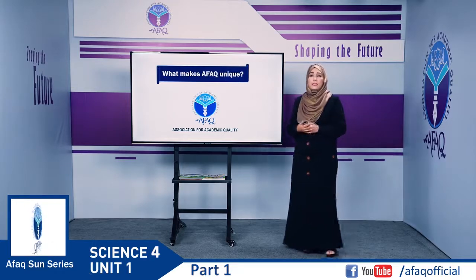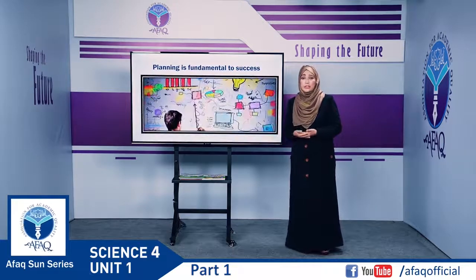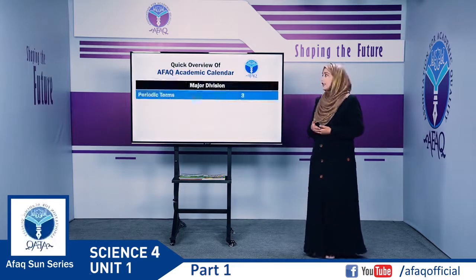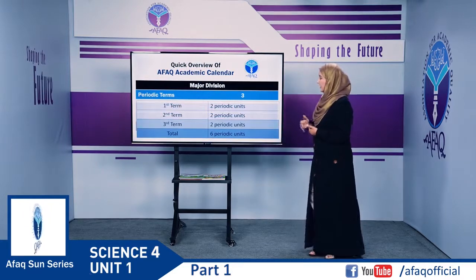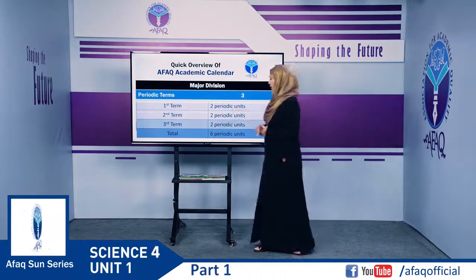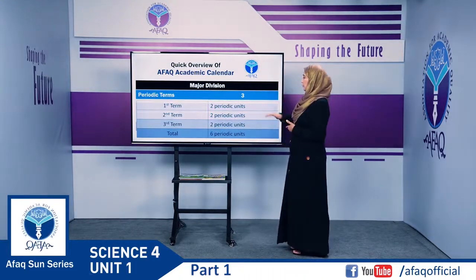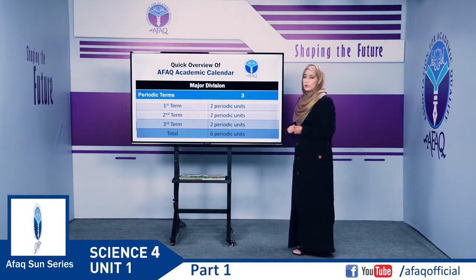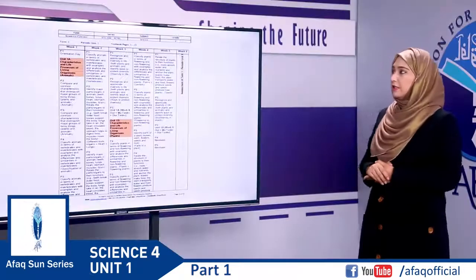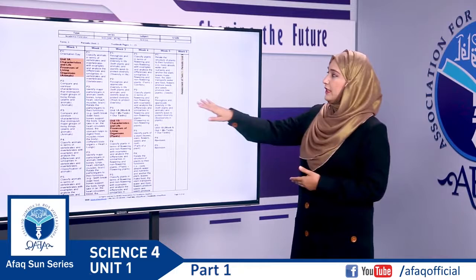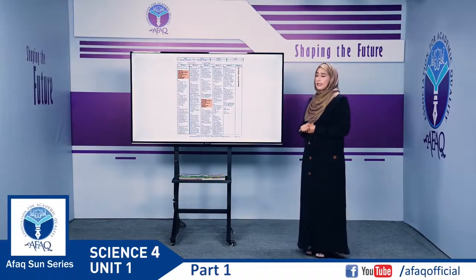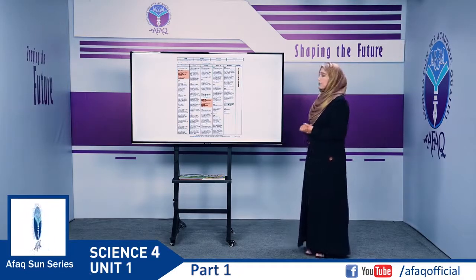As we know, planning is key to success for learning and teaching. So, AFAQ provides a systematic learning through academic calendars. AFAQ academic calendars has been divided into 3 terms, and each term is further divided into 2 periodic units. So, there are 6 periodic units in total. If we look further, each periodic unit is divided into 6 weeks. 5 weeks are for learning and teaching and 1 week is for assessment.